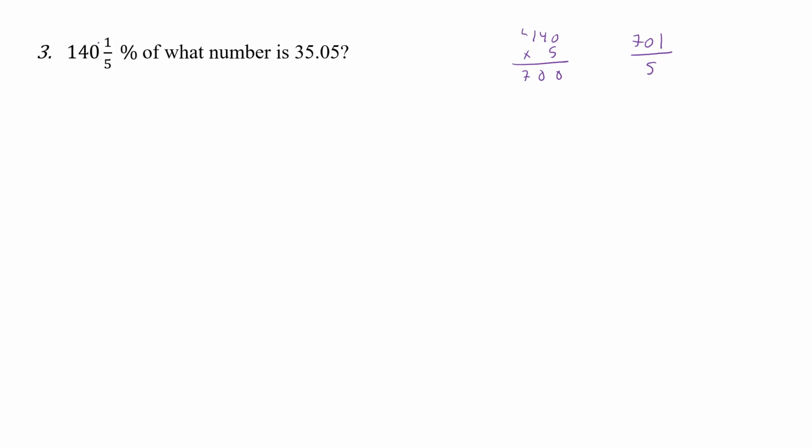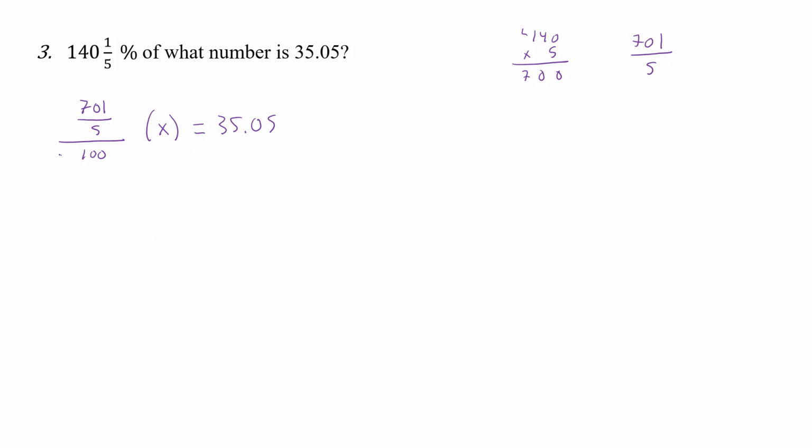And now we can say, okay, well, now let's make that a percent. So 701 over 5 divided by 100. So we drop the percent, put it over 100, and then we have this piece. Now, of what number? Well, of x, is 35.05. All right, so now we've got it into the equation form. Now we need to simplify this improper fraction and division, and then after that we can go from there.